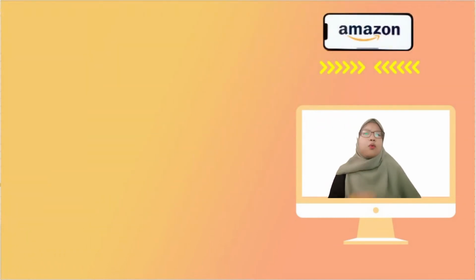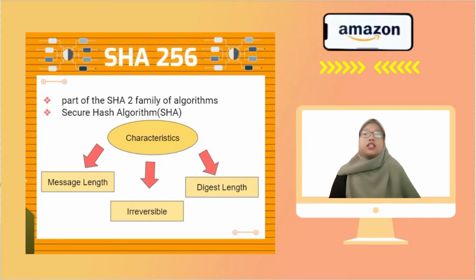SHA-256. What is the SHA-256 algorithm? SHA-256 is a part of the SHA-2 family of algorithms, which stands for Secure Hash Algorithm. What are the characteristics of the SHA-256 algorithm? It has a fixed message length and digest length, and it is irreversible.